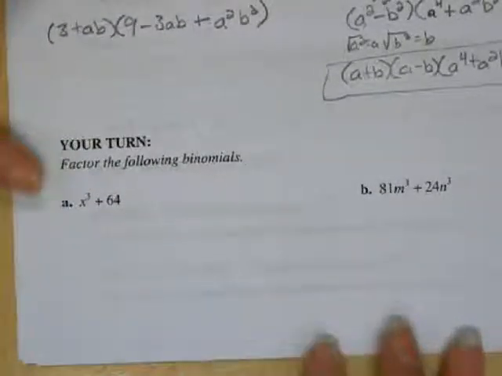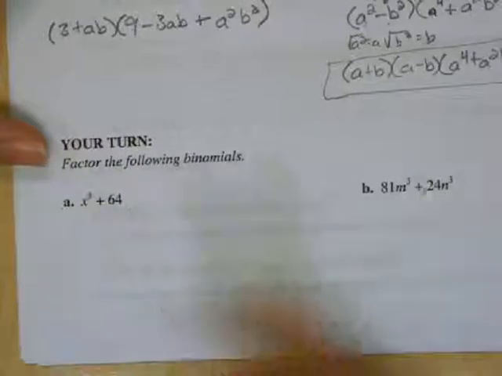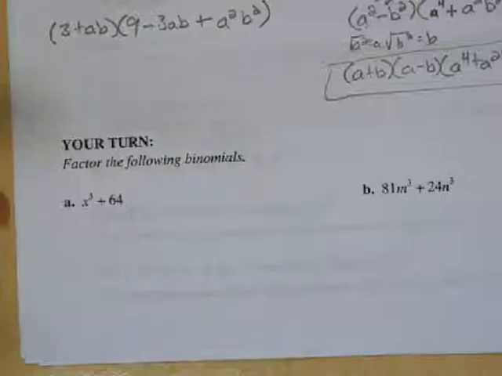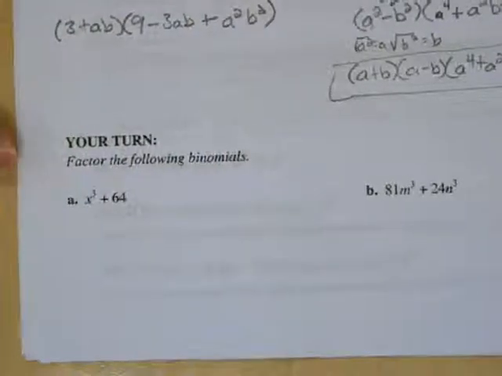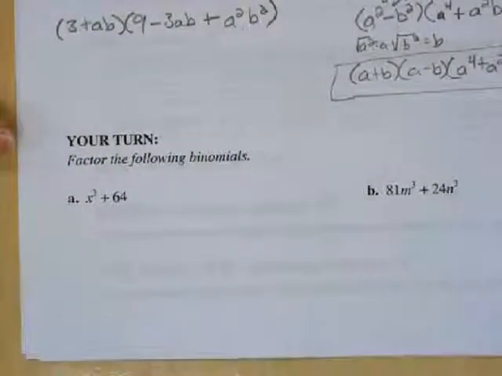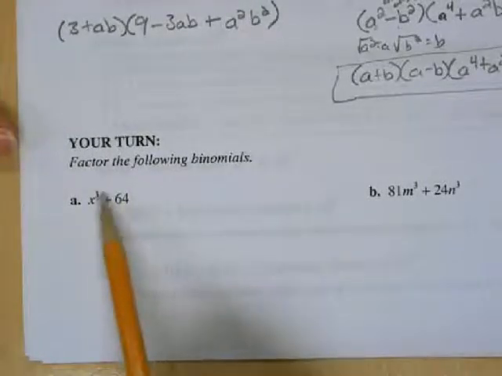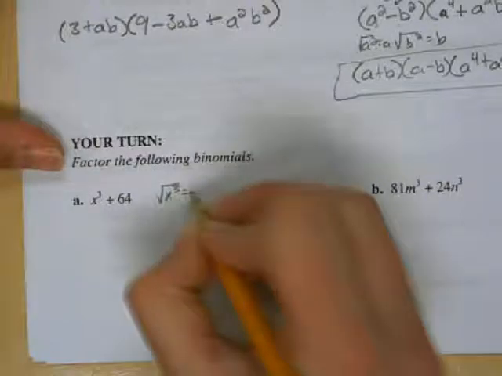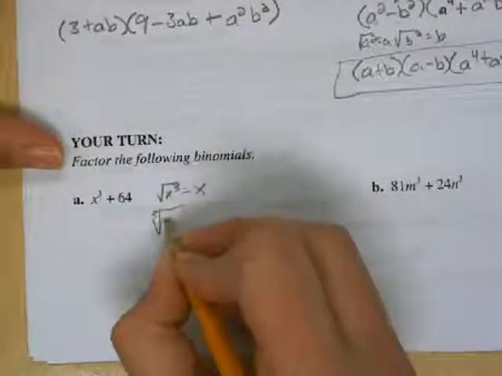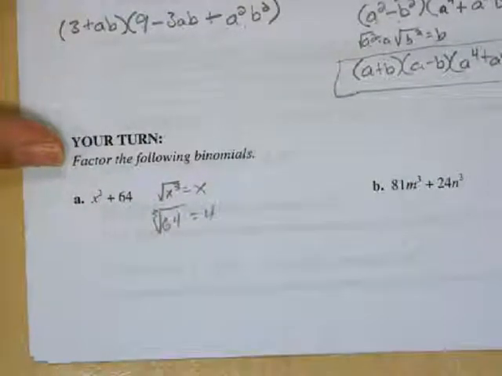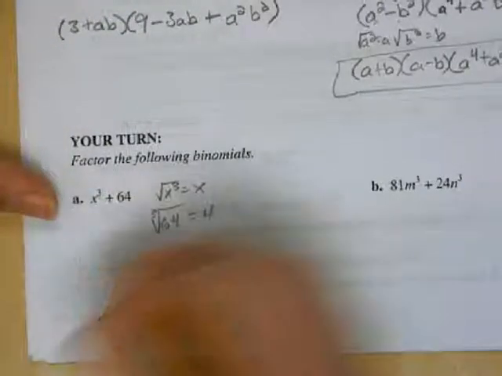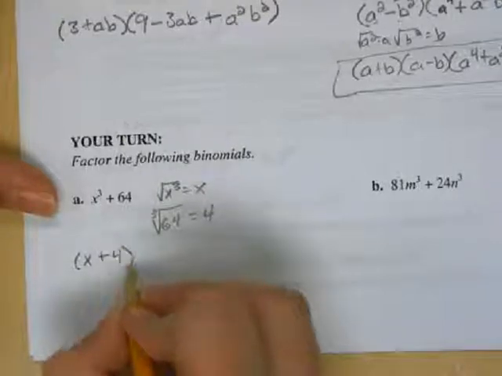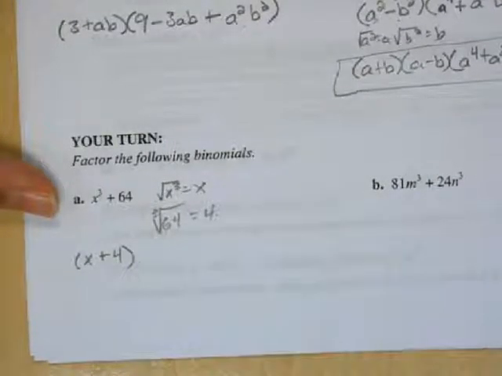Just two more here to do for your turns. Please note that we are allowed to do the sum of cubes. The only ones we can't do are the sum of squares. If this was a sum of squares, we would be done, we'd call it prime, but since it's the sum of cubes, then it doesn't matter. So the cube root of x cubed is just x. The cube root of 64 is just 4. Plug it into your formula. Again, a and b. Here we go. x plus 4, first term plus second term.